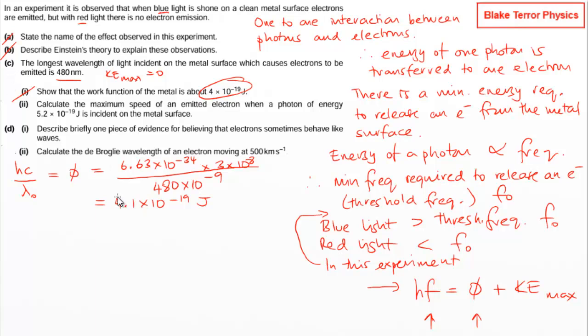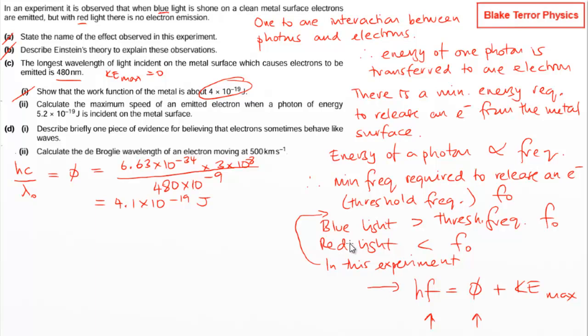Calculate the maximum speed of an emitted electron when a photon of energy 5.2 × 10^-19 joules is incident. Right, so in this case, we're not at the threshold frequency or wavelength here, but they're giving us the photon energy.